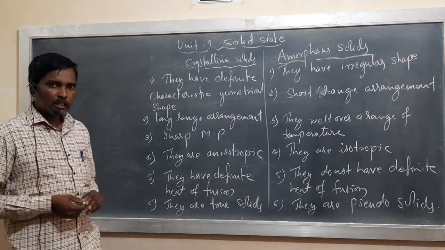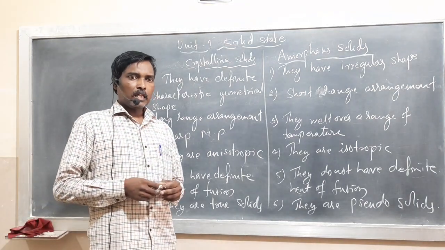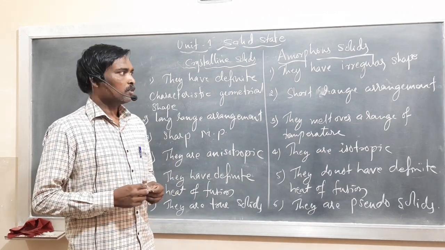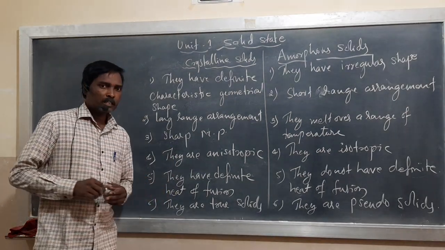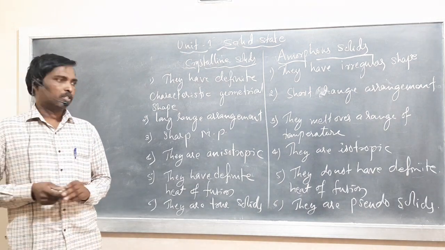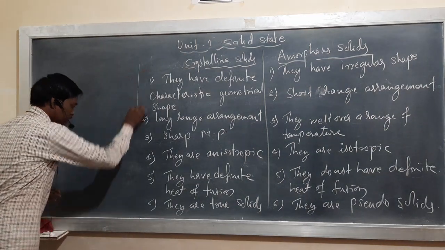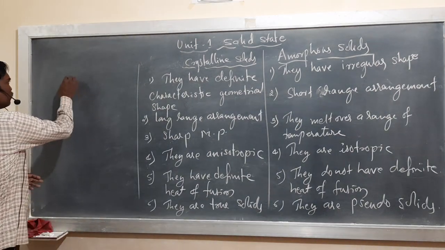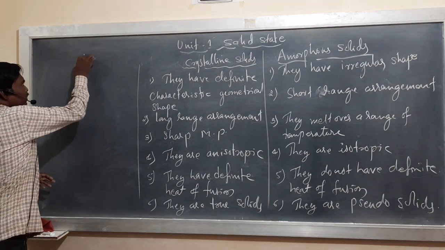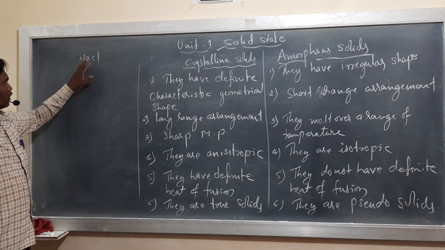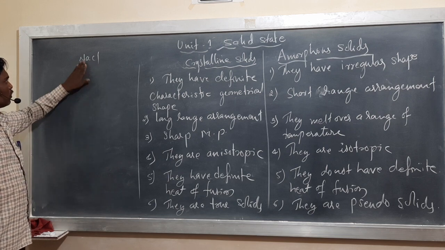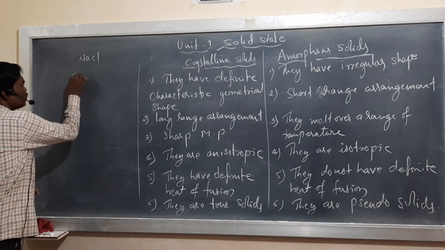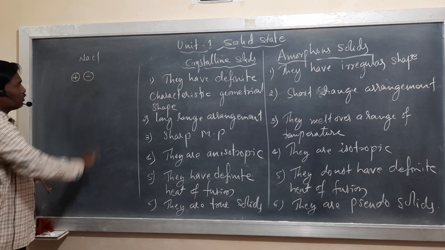Here, students, in crystalline solids the arrangement of the molecules is orderly. That arrangement is a long range arrangement. For example, if I take sodium chloride as a crystalline solid, there are two ions. One is sodium, another one is chloride. Sodium is positively charged, whereas chloride is negatively charged.